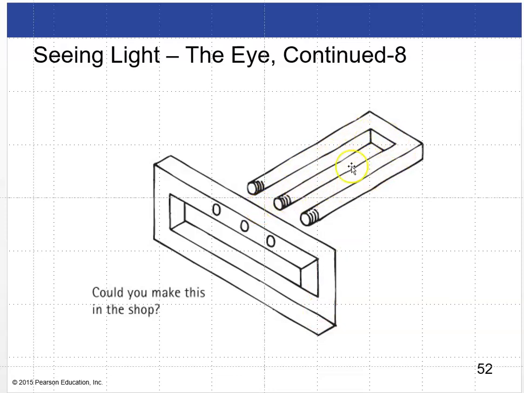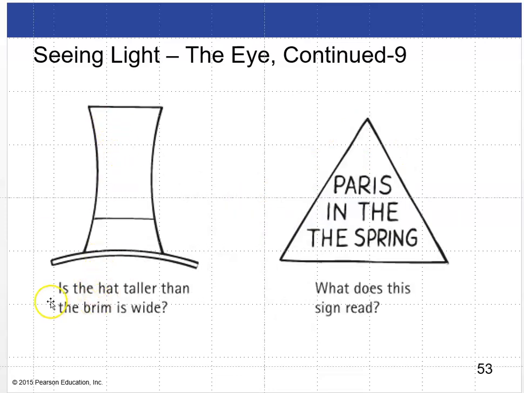You look carefully, okay, this one is actually just a matter of the way they drew it. Now the hat is not taller than the brim is wide. You put a ruler on this and no, it isn't. It's just a trick of the eye. This one I don't quite get. What does this sign read? To me it says Paris in the spring.